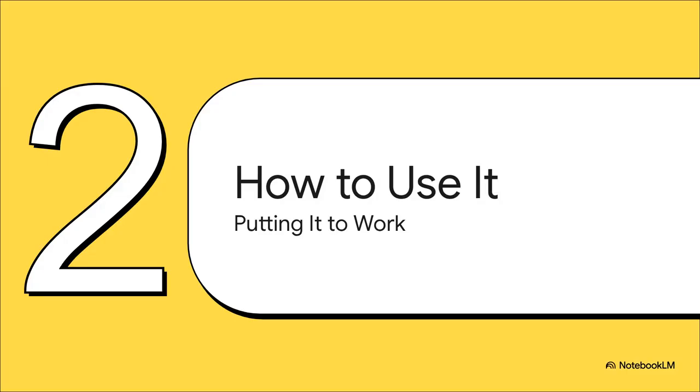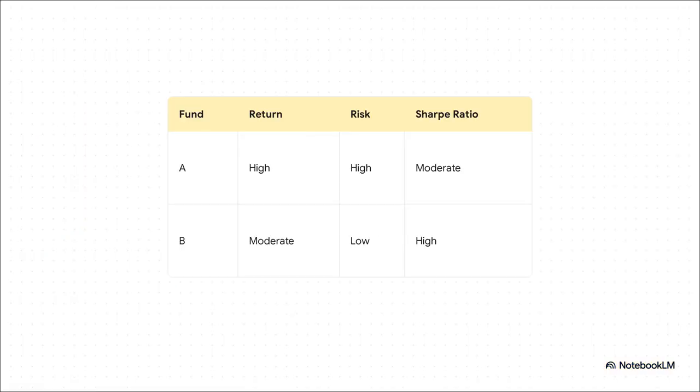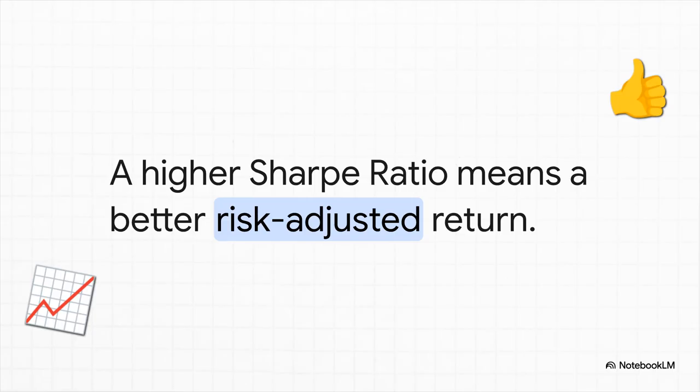Okay, so the analogy makes sense, but how do we actually put this to work when we're looking at real investments? Let's get practical. Let's go right back to our two funds from the beginning. Fund A has that high return, but because of its high risk, it only gets a moderate Sharpe Ratio. But Fund B, with its slightly lower return but much lower risk, actually earns a high Sharpe Ratio. So here's the bottom line. The thing you have to remember, when you're comparing funds, a higher Sharpe Ratio is better. It's a signal that you're getting more bang for your buck, or more accurately, more return for your risk.